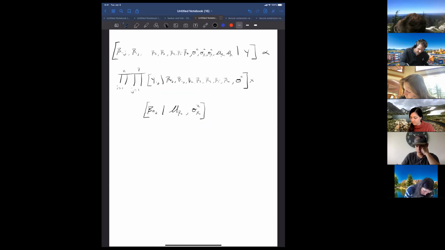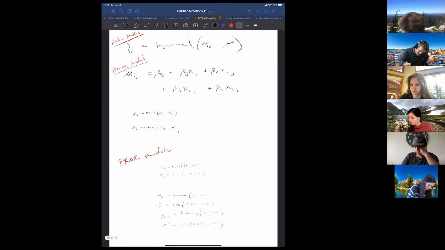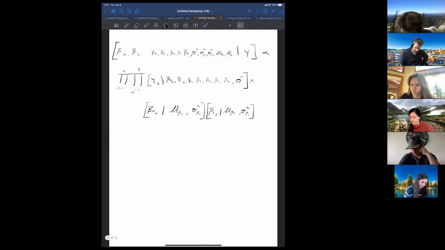Right. And then the next one is... okay, so now we've done this. We don't need that because it's deterministic. We just did that. So the last thing are our priors.